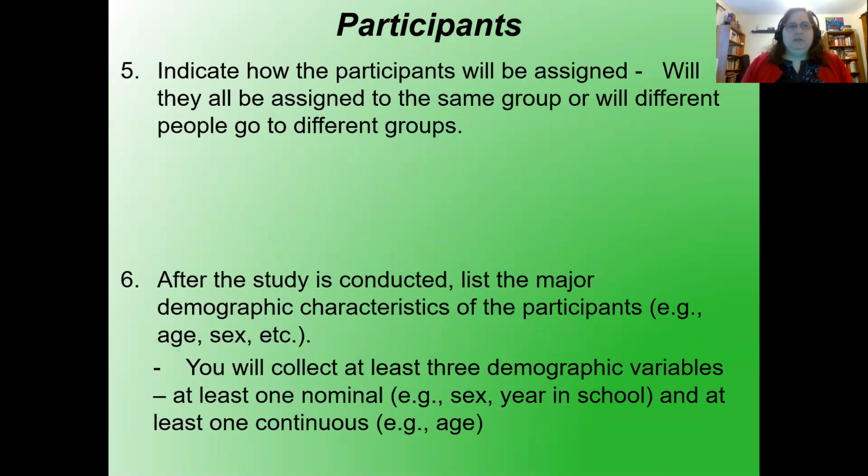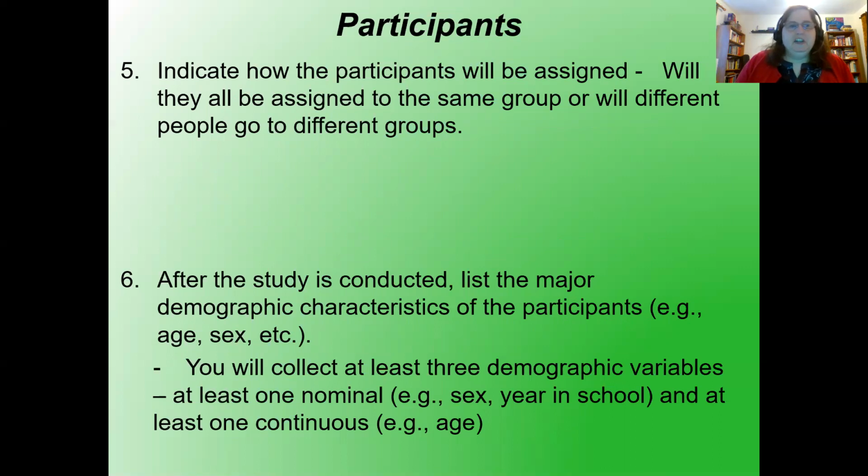Indicate how the participants will be assigned. Will they all be assigned to the same group, or will different people go to different groups? Are you going to randomly assign people to different groups? Is it going to be based on some characteristic?